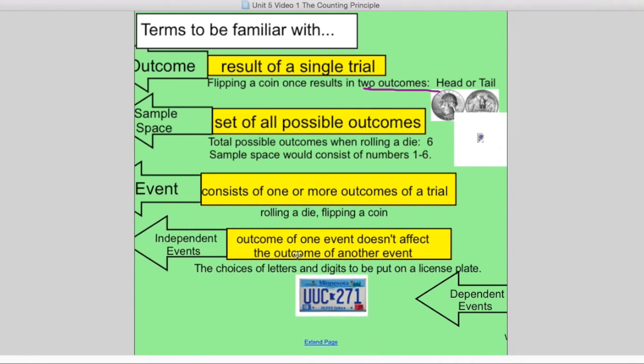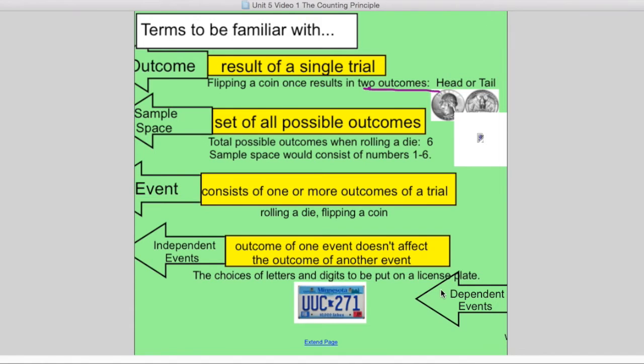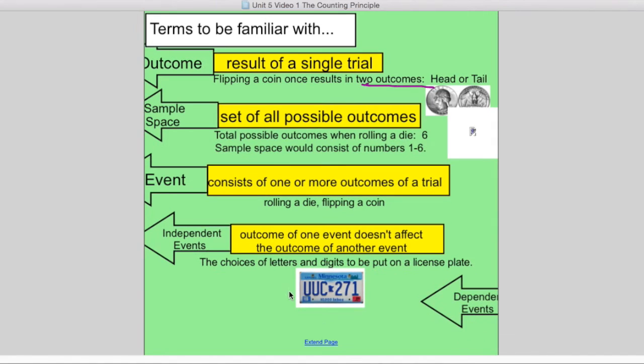Then independent events. This is where you need to know the difference. The outcome of one event doesn't affect the outcome of another event. So the choice of letters and digits to be put on a license plate is independent. What independent means is, if I have a letter, and then a letter, and let's say I get A, it's independent if I can get an A again, and you can.